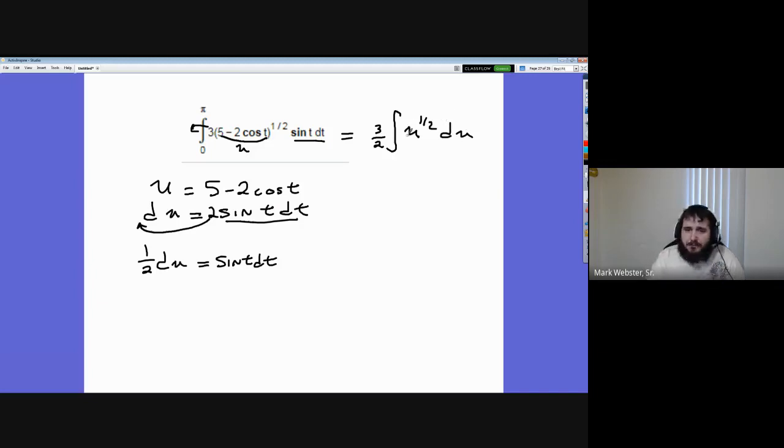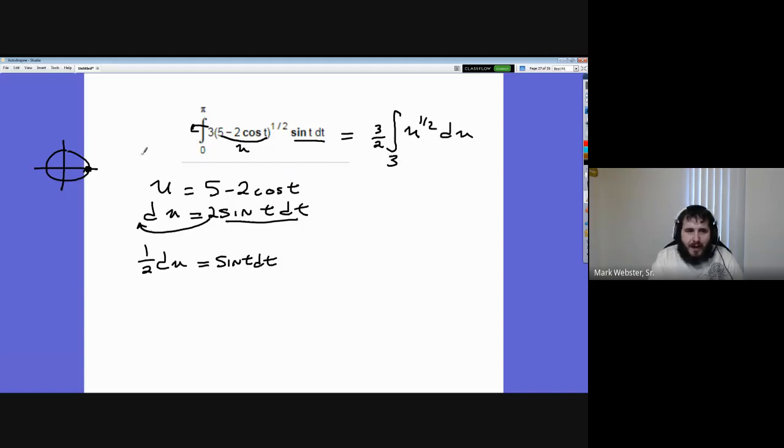So let's do it. Let's take care of this. So we integrate. Well, what are our limits? If t is 0, cosine of 0 is 1. So this is 5 minus 2, which is 3.